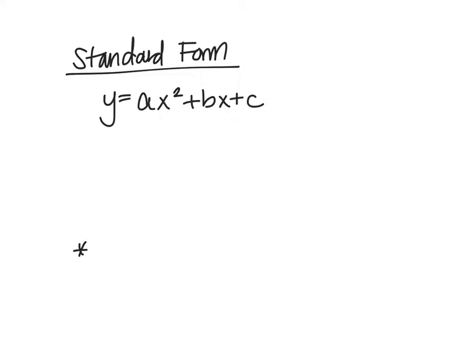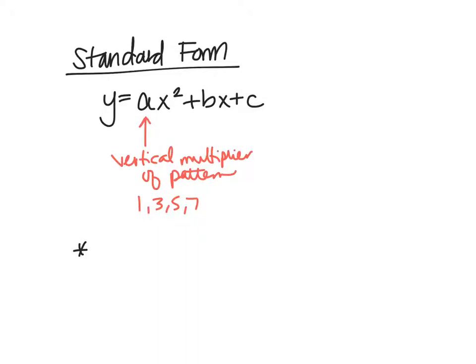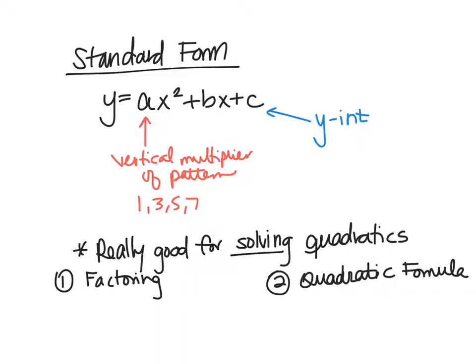All right, so when we talk about standard form, a few things should come to mind. First of all, this a is the same a that it was before, and it is a vertical multiplier of the pattern, which is just that standard 1, 3, 5, 7 that we talked about. And then our c is going to be our y-intercept here. And the best thing that standard form is used for is really for solving quadratics.